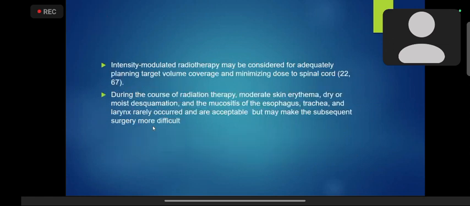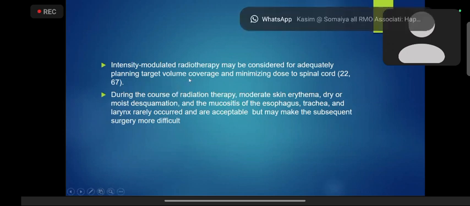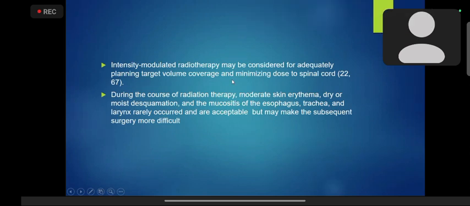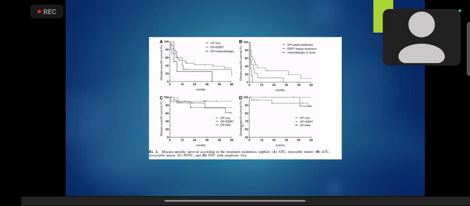IMRT should be preferred because it allows adequate planning of the target volume coverage while minimizing the dose to the spinal cord. During this radiation therapy, there are moderate skin erythema, dry and moist desquamation, and mucositis of the esophagus, trachea, and larynx. But they are acceptable. But after that, surgery might be difficult.